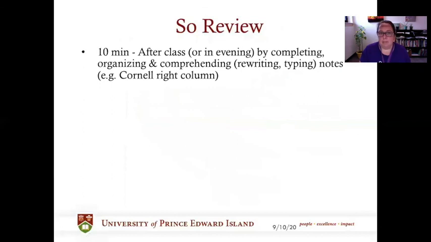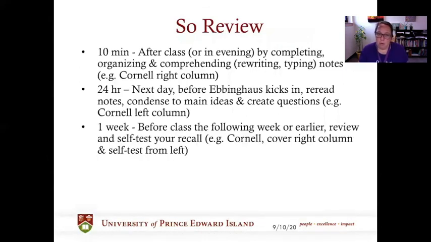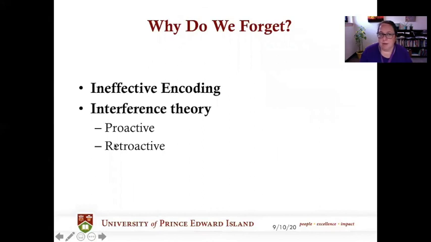So, review 10 minutes after class, within a day. Just go over your notes, look at what the key words were and the summaries from each page of your notes. Create questions that you have. And then before the next class the following week, review your tests that you've done, figure out what information you may have missed from that test so that you can ask it to me either via email or in the next class. And then when you prepare to study for your midterms, you will have that information. Okay, that's the key. And that's why our course is set up the way it is.